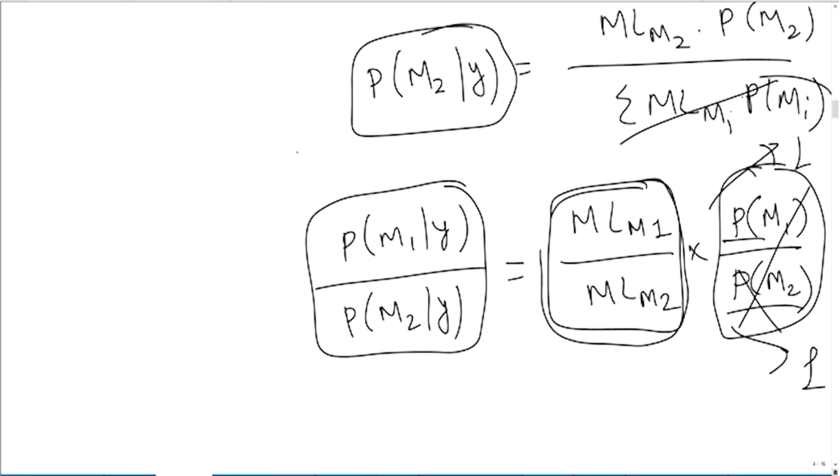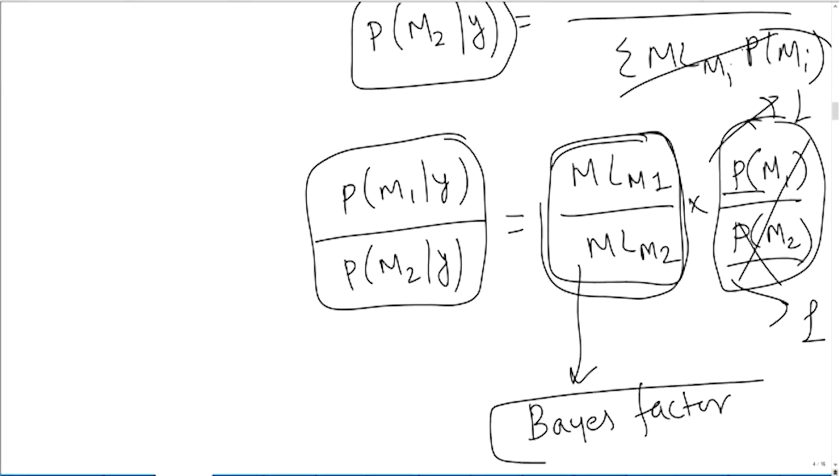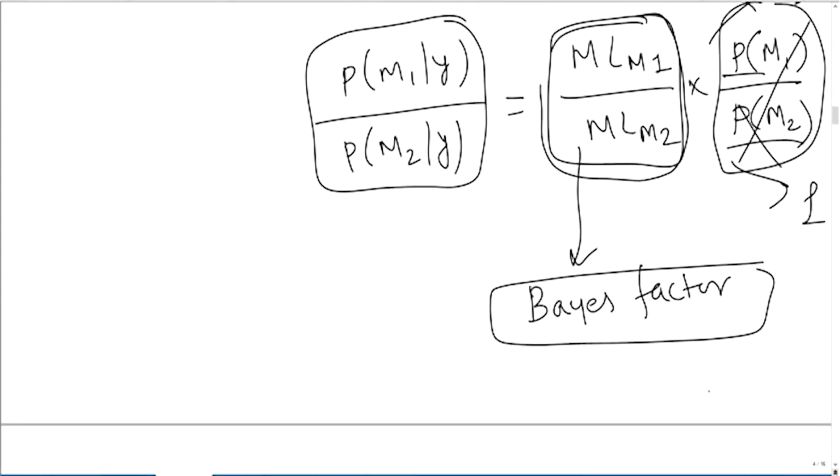If this ratio is greater than 1, that means model M1 is better at explaining the data than model M2. If this ratio is less than 1, then model M1 is poorer than model M2 at explaining the data. This ratio of marginal likelihoods is called the Bayes factor. The ratio of marginal likelihood of two models is called the Bayes factor, and that is what we use to quantify evidence for a model compared to another model.